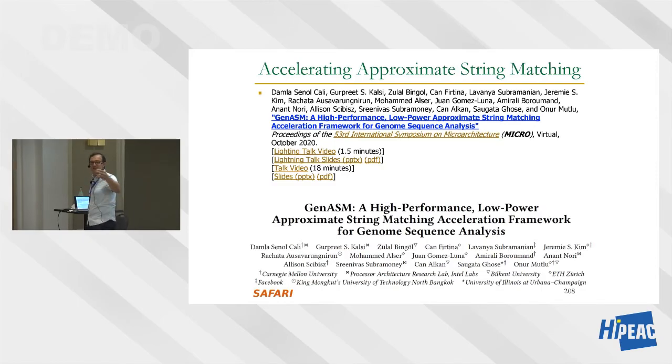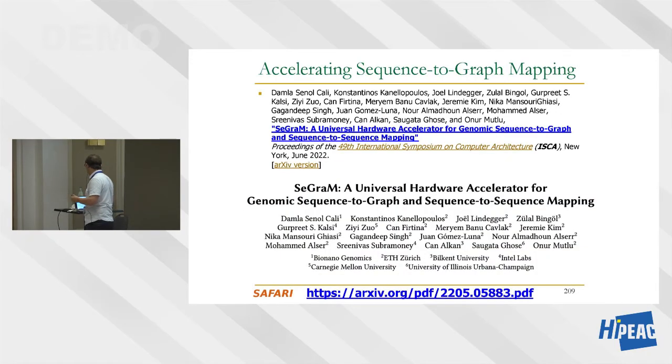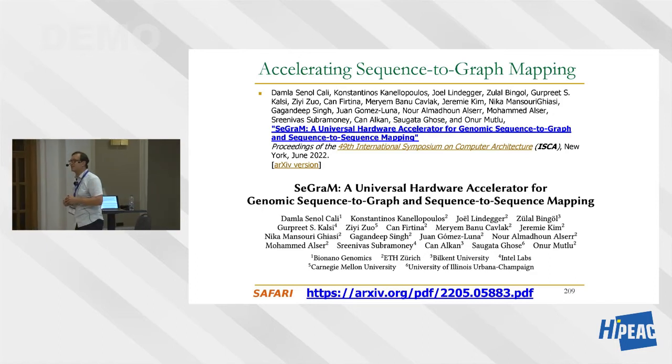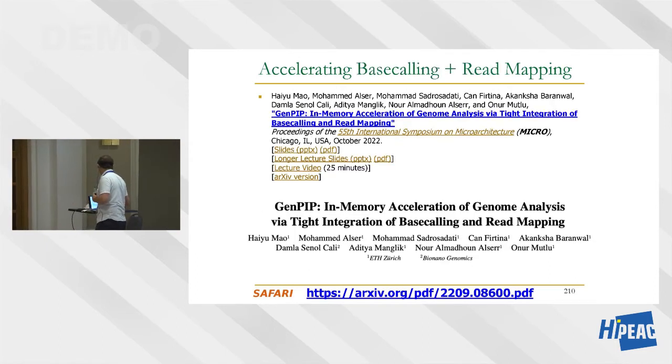Accelerated approximate string matching. Somebody was asking what are the primitives in genomic analysis. Approximate string matching is one important primitive to compare different genomes. It's important. We've also looked at accelerating sequence to graph mapping. So in genomics, there's also graph analytics involved, which is really interesting. Well, there's more, but I don't have time to talk about a lot of these.